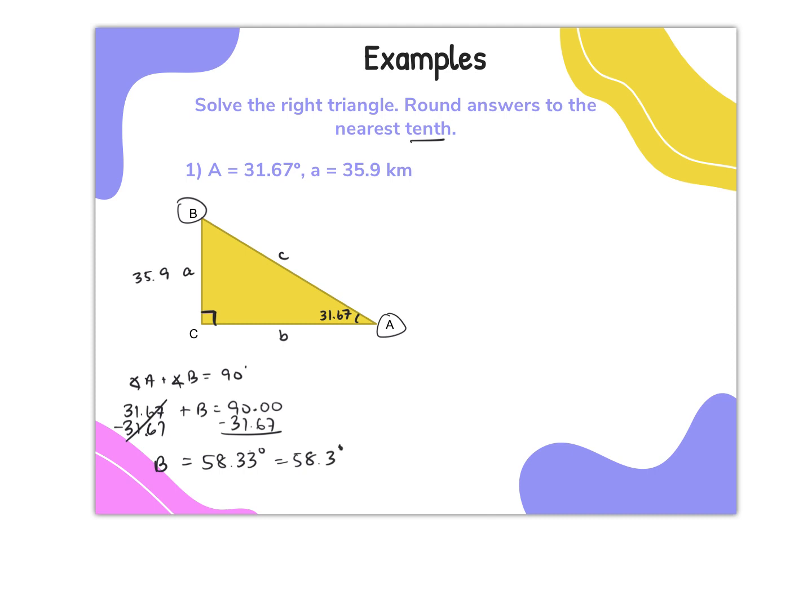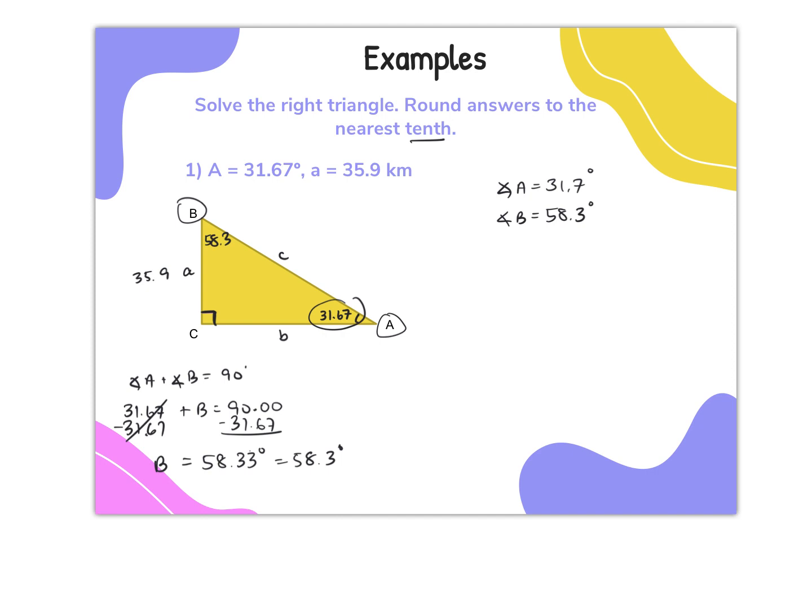Okay, so if they give me hundredths, I try to do the math with the hundredths and then round at the end. So I know angle A, when I round it, is going to be 31.7 degrees. Angle B, when I do the math, I'm going to get 58.3 degrees. So I've got that now, and now I'm ready to find my two missing side lengths.